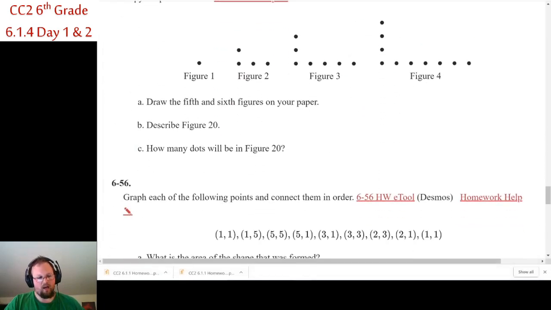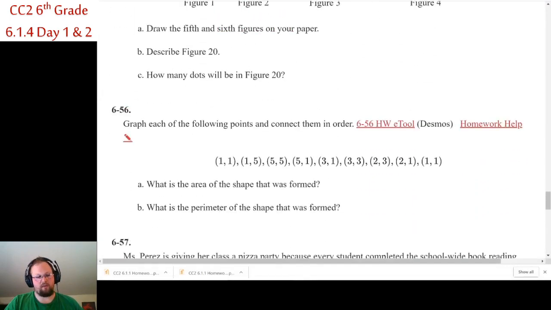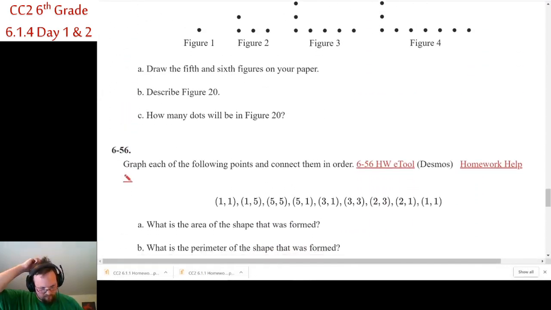So there is that. This says describe figure 20 in part B of 6-55. Do not draw it. Just describe what it looks like.